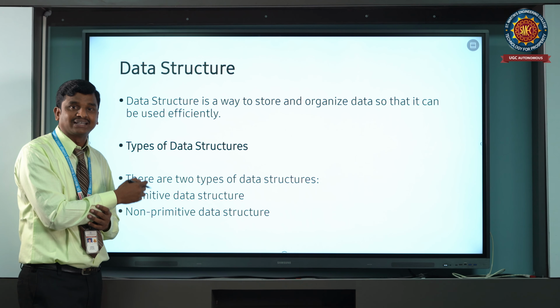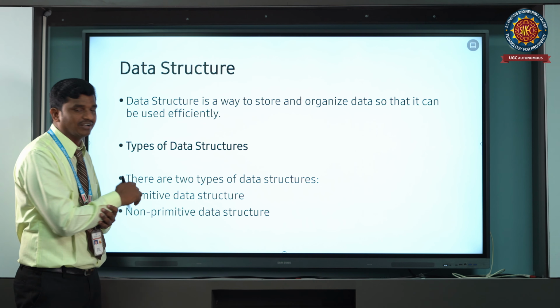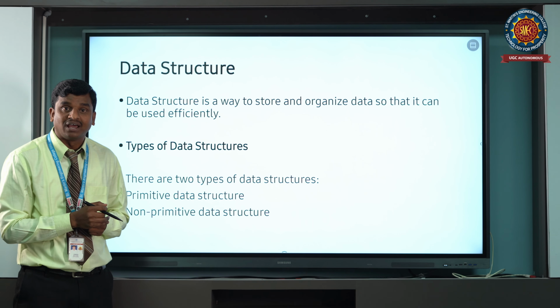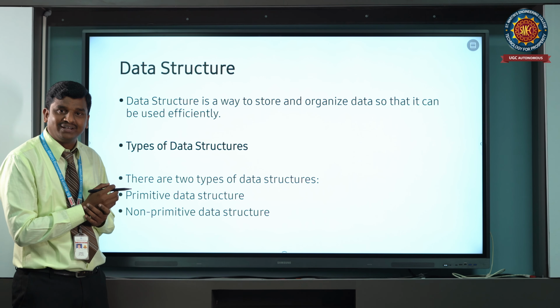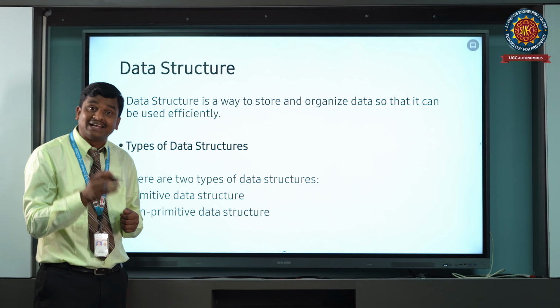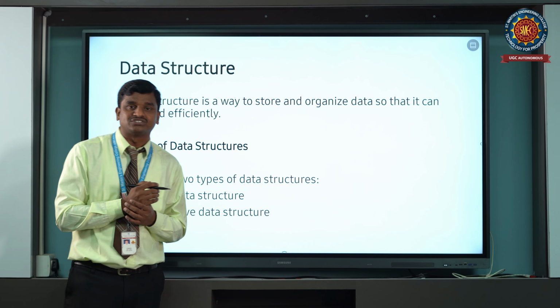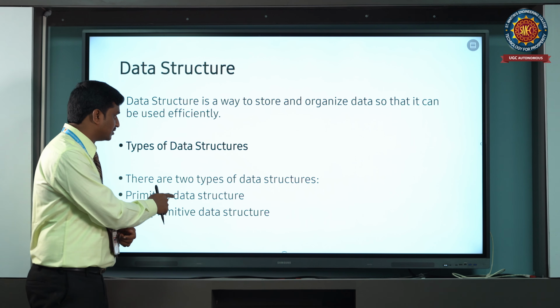Here we can see the types of data structures. How many types of data structures are there? Two types: primitive data structures and non-primitive data structures. Again, the non-primitive data structures are classified into two types: linear data structures and non-linear data structures.